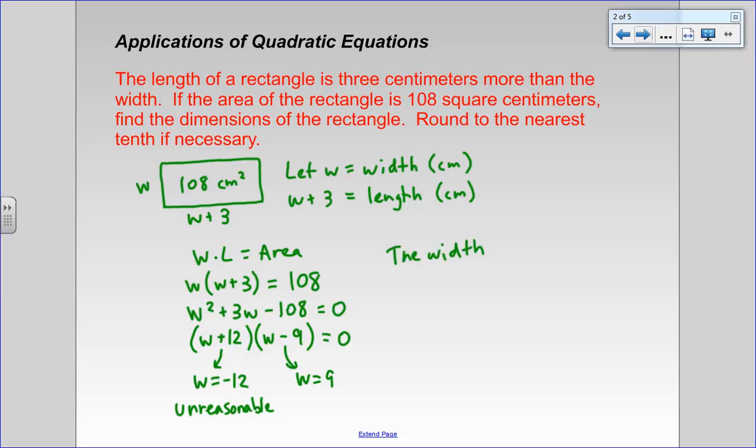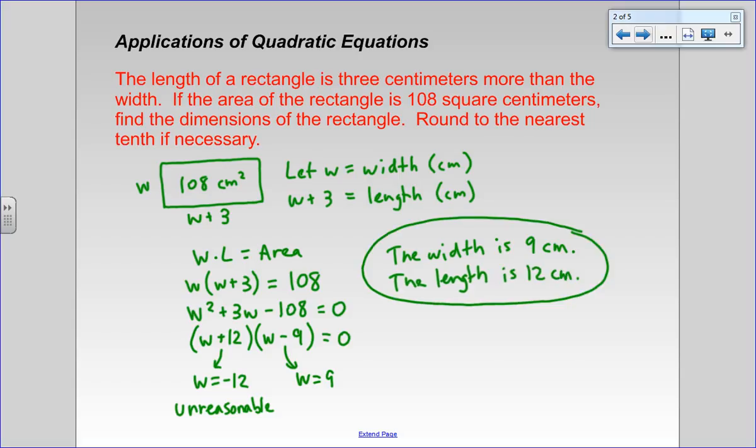So the width is 9 centimeters. And to fully answer the question, we need to give the other dimension as well, which is the length. Well, the length is simply 3 more than the width, so we add 9 plus 3. And we can state that the length of the rectangle is 12 centimeters. Now we have fully solved the word problem using a quadratic equation to do so.